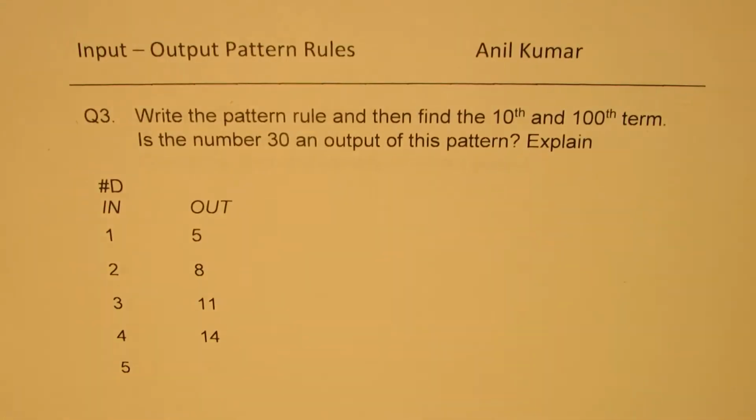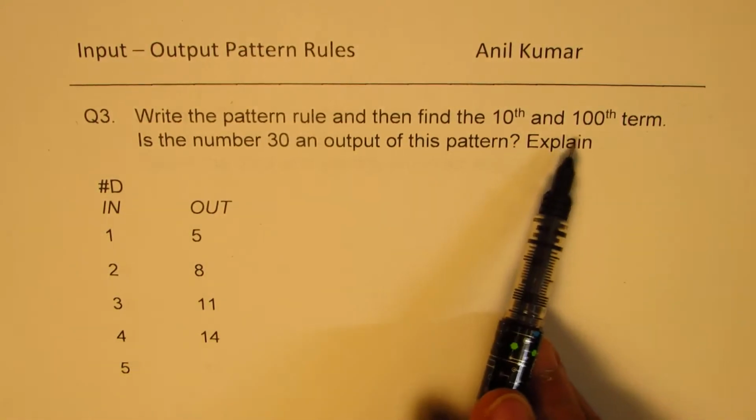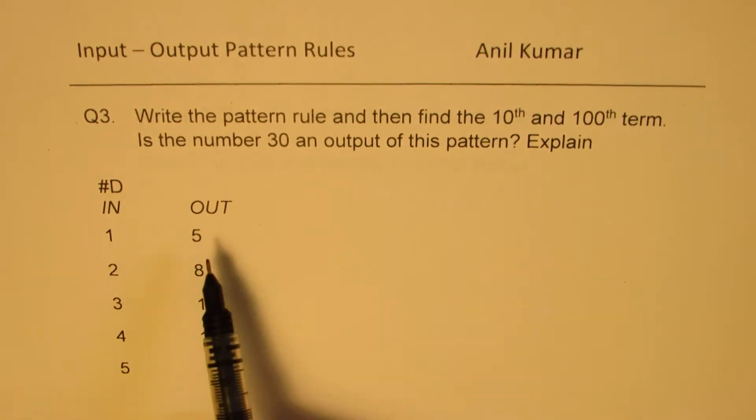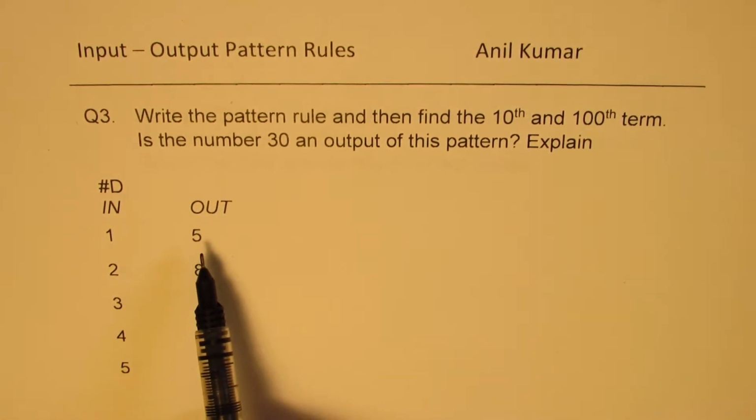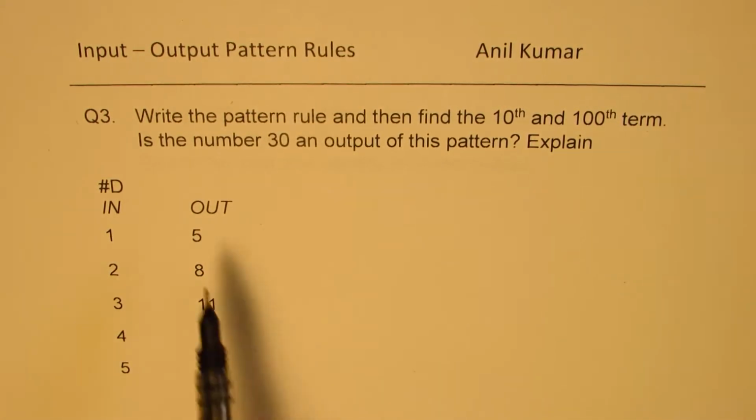Let's take the next question, which is question number 3. It says, write the pattern rule and then find 10th and 100th term. Is the number 30 an output in this pattern? Well, this is very similar to the last problem. You can use the pattern rules, whichever you find convenient, method 1 or 2, and then figure it out. I like method 2, right?